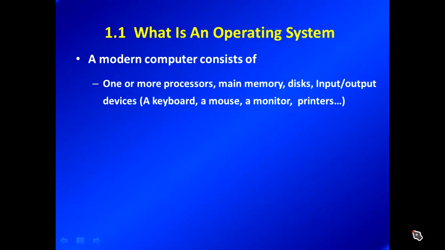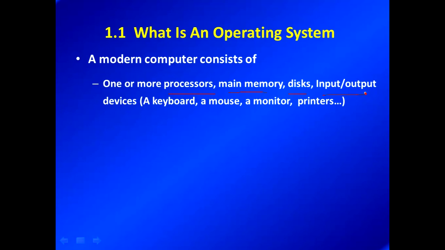So a modern computer, everybody has a computer. Now it's very popular. A modern computer consists of one or more processors. It means CPU, or sometimes we have GPU, and main memory, and disks, and input or output devices such as a keyboard. The keyboard and the mouse, they are input devices, because we need to use keyboards or mouses to input some information to the computers.